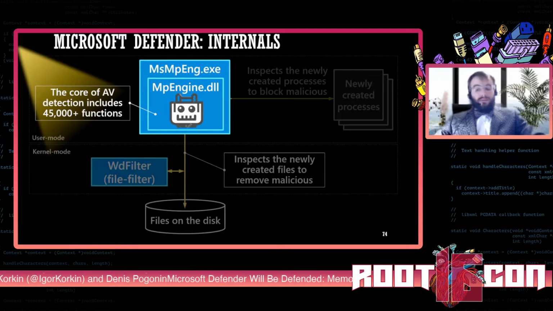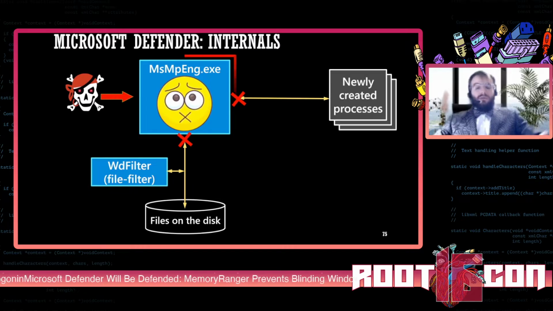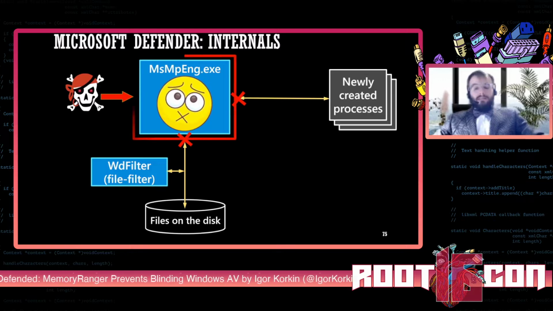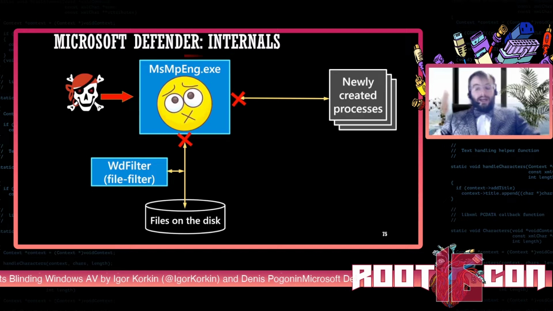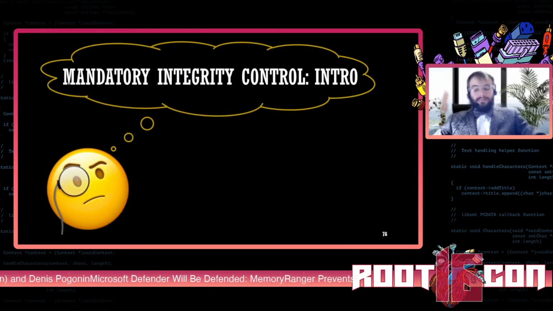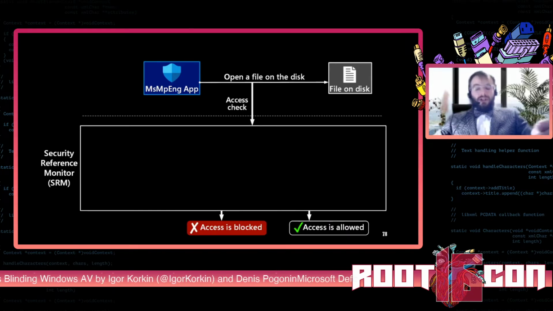An idea of the attack is to block the brain from receiving input data. I'll show you how a Windows built-in mechanism can be used to disable Microsoft Defender. Let's look at the Mandatory Integrity Control, MIC. Each time any app, for example Microsoft Defender, tries to access an object, for example open a file, the Security Reference Monitor checks whether this access is allowed.